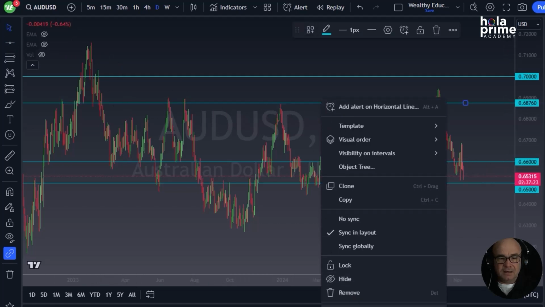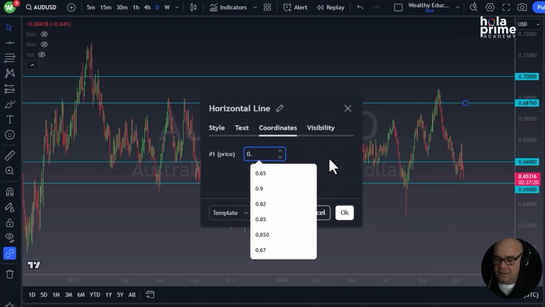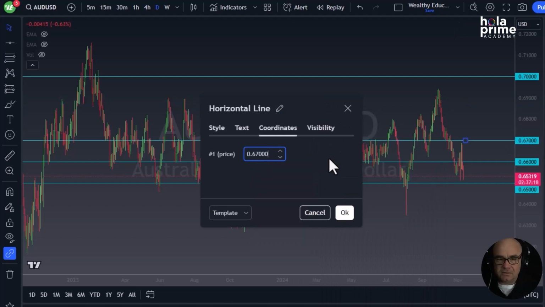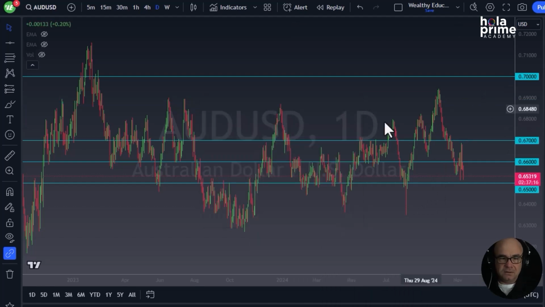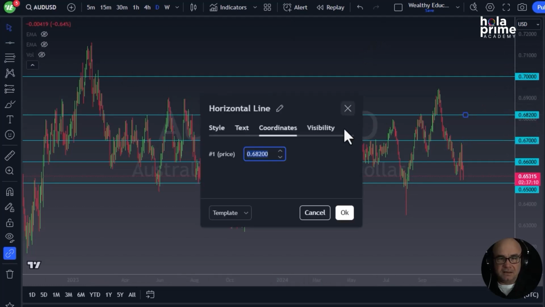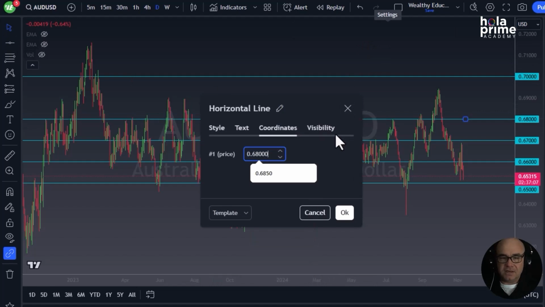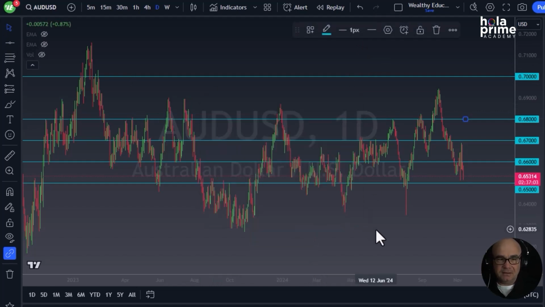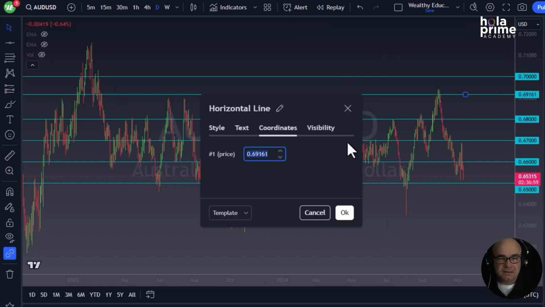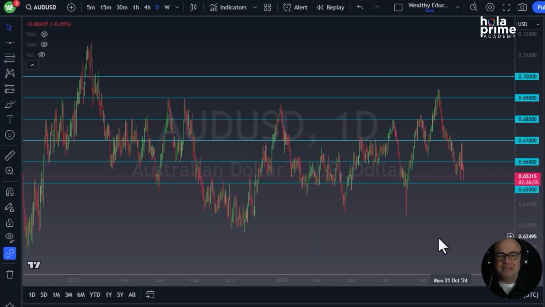Let me go ahead and put the 0.67 level. And you'll see the same thing has happened. I know it seems incredibly simplistic, and as newer traders, we don't think things can be that simple, but they really can be. So 0.68 does the same thing, and then 0.69. Now, a lot of this is going to come down to the time frame that you're trading.